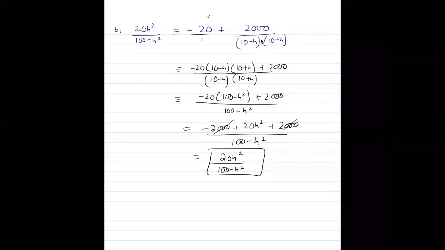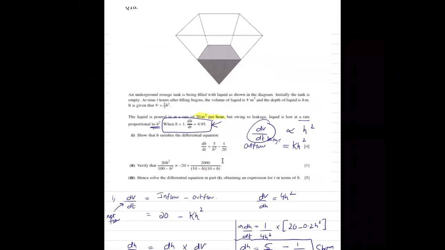Okay. Is this part clear? Yes, sir. Okay, in the last part, it says, hence solve the differential equation in part 1, obtaining an expression for t in terms of H. So we need to solve the differential equation in part 1.